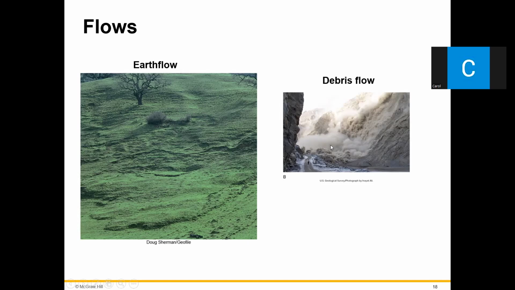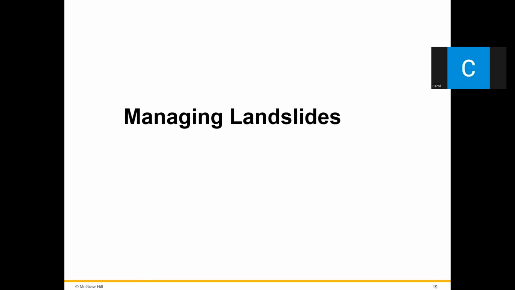Here's a picture, not a video, of a debris flow coming down. Again, it comes down this canyon here, and it'll start coming this way where the water naturally wants to go. It's a lot of material flowing like water, because there's so much water in there. And that is it for managing landslides.